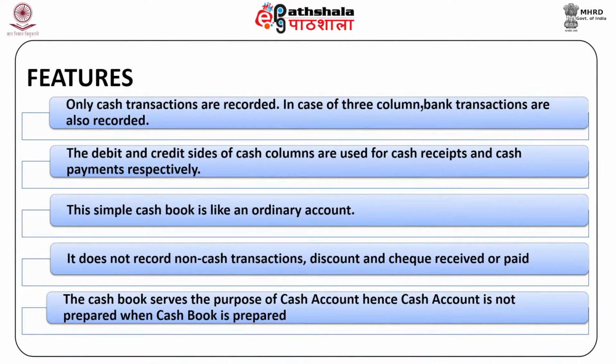Only cash transactions are recorded. In case of three column, bank transactions are also recorded. The debit and credit sides of cash columns are used for cash receipts and cash payments respectively. The simple cash book is like an ordinary account. The cash book serves the purpose of cash account. Hence, cash account is not prepared when cash book is prepared.